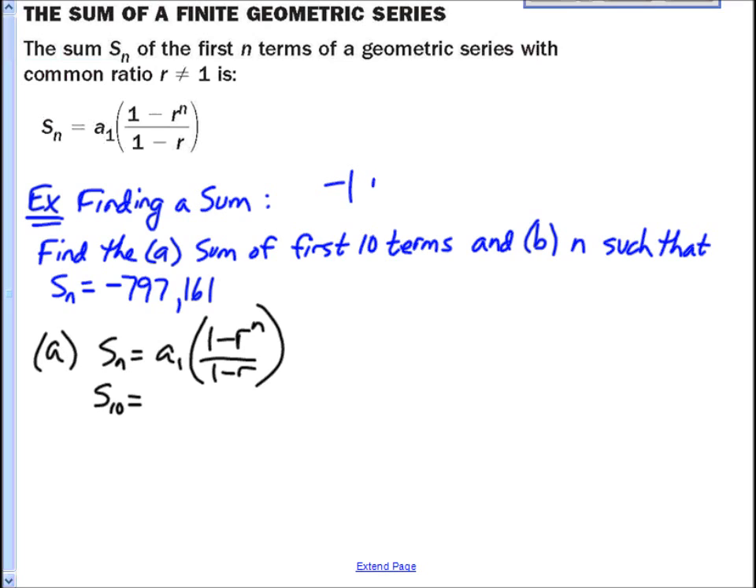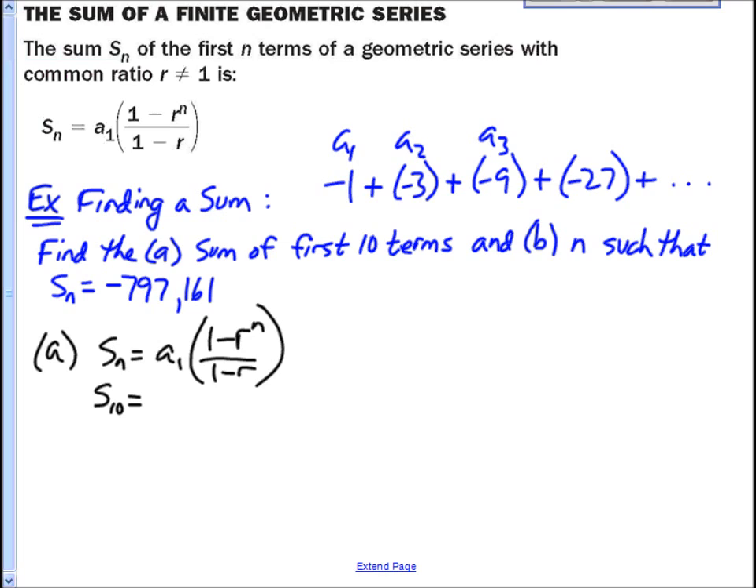This is negative 1 plus negative 3 plus negative 9 plus negative 27 plus, okay, there it is. So there's your first term, second term, third term, and so on. All right, so our first term is negative 1. Now we have to figure out our common ratio. So r is the second term over the first term, right? So 3, or you could have taken the third over the second. Either way, your common ratio is 3.